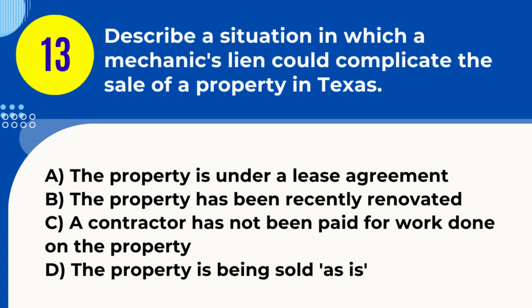Question 13. Describe a situation in which a mechanic's lien could complicate the sale of a property in Texas. A. The property is under a lease agreement. B. The property has been recently renovated. C. A contractor has not been paid for work done on the property. D. The property is being sold as is. Answer. C. A contractor has not been paid for work done on the property.